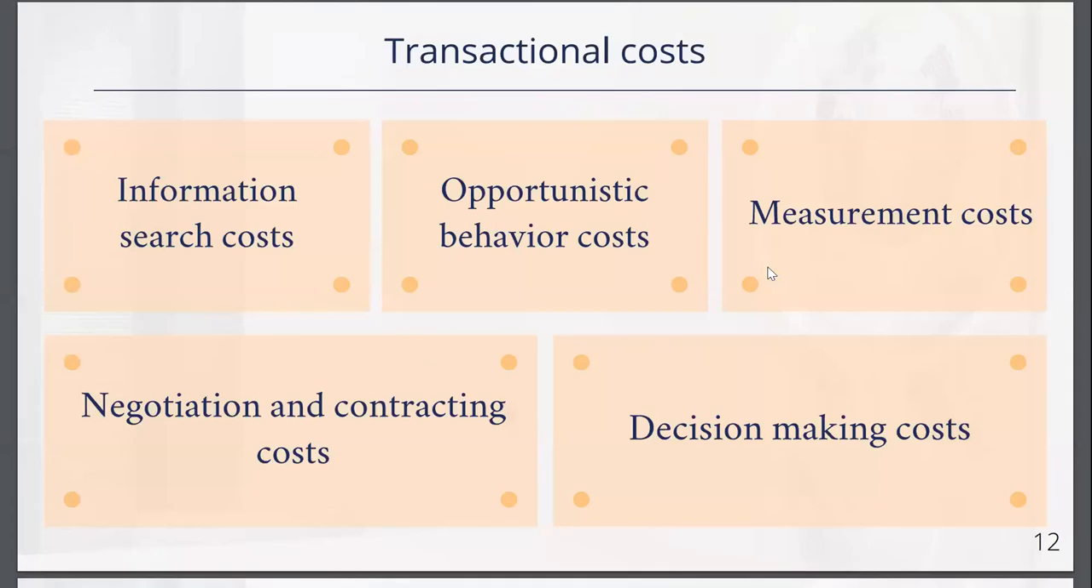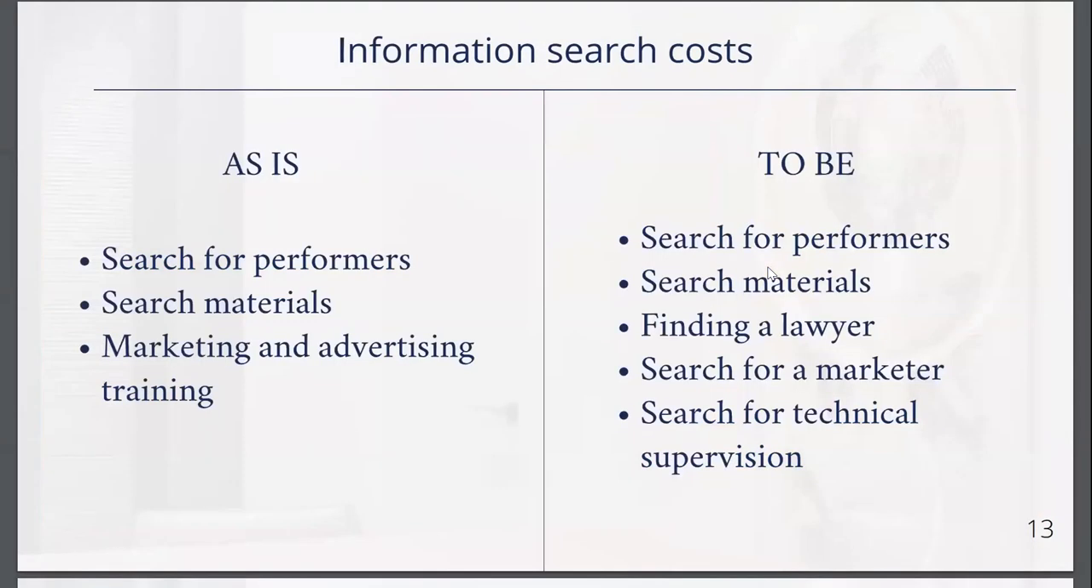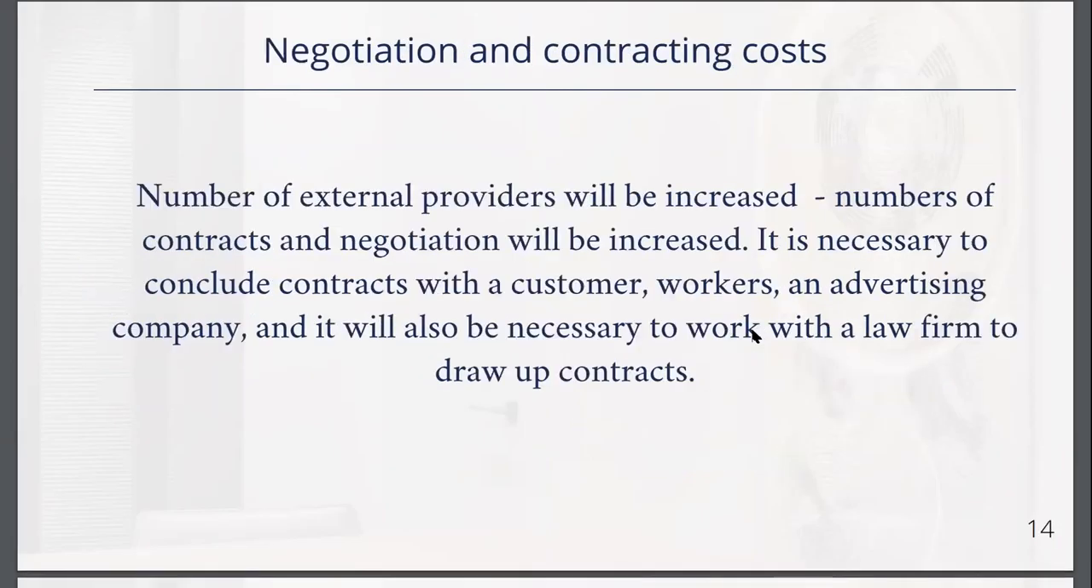Also, we need to understand how our changes will affect our cost. Here we can see the main costs: information search cost, opportunistic behavior, management, negotiation and contracting, and decision-making cost. What about information search cost? Now the company needs to search for performers and materials, and the development director does the process of advertising, so they spend time and money on trainings on marketing and advertising topics. When we use a network structure, we will need to search for performers, materials, a lawyer, a marketer, and a technical supervisor team. Also, when the number of providers increases, we will need to prepare contracts and the number of communications will increase. That's the first point why we need a lawyer.